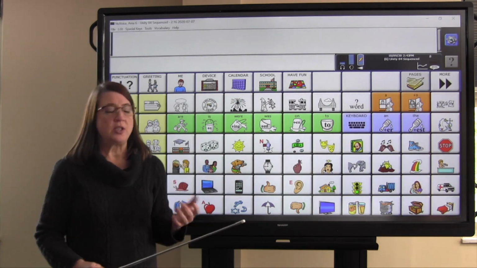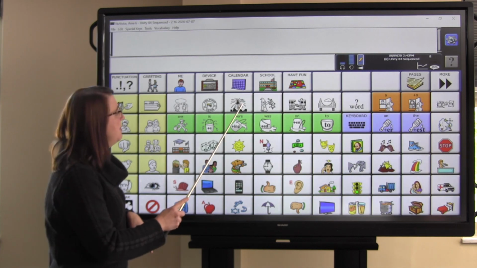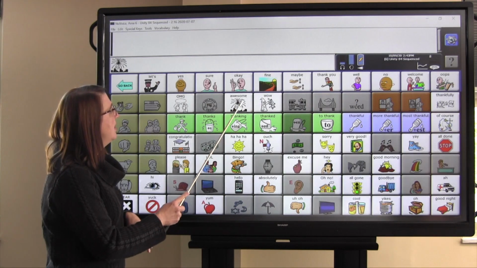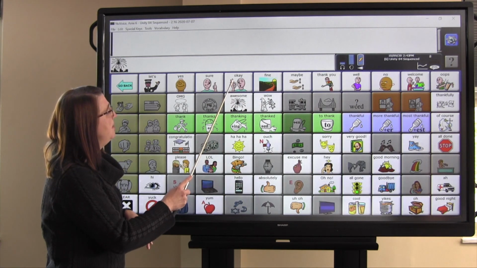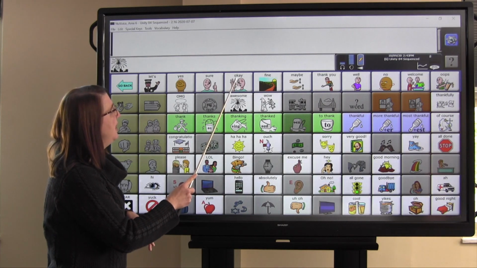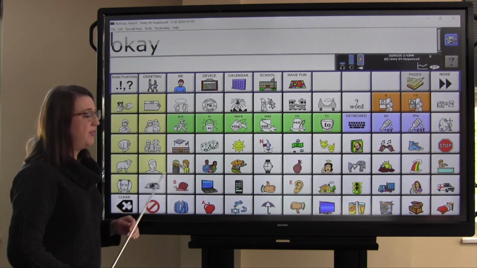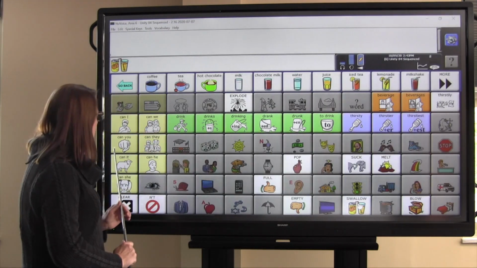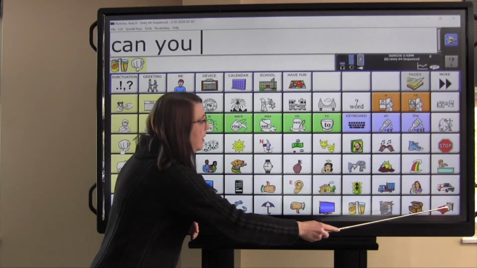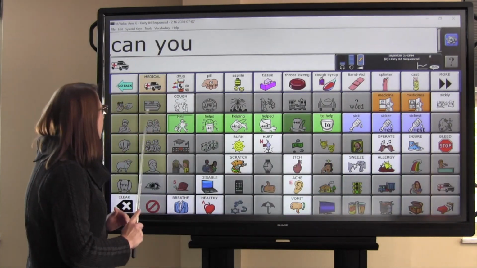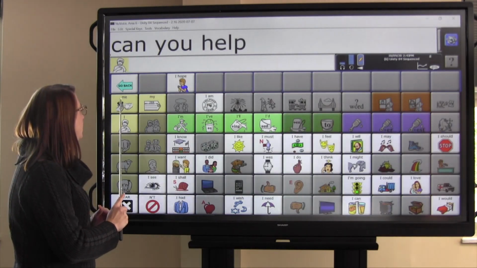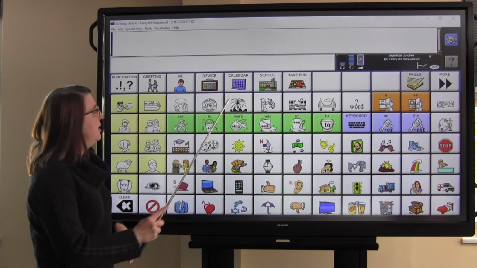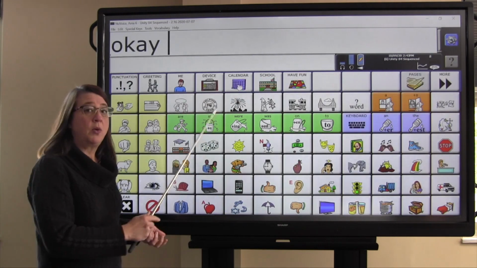Another interjection or thing that pops into our conversation might be the word okay. That's the interjection key plus just coming up to the activity row, okay. Okay. If somebody says, can you help me? You might say, okay.